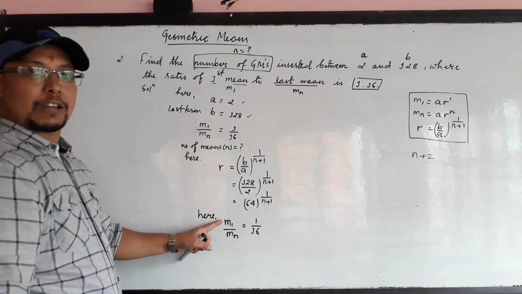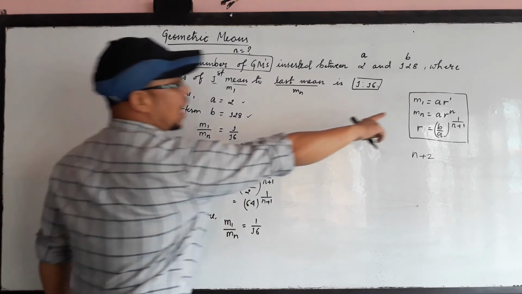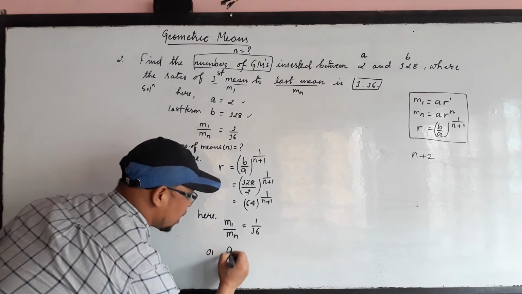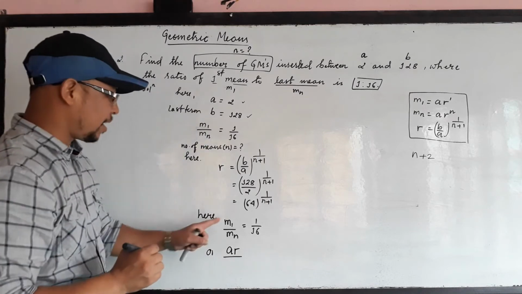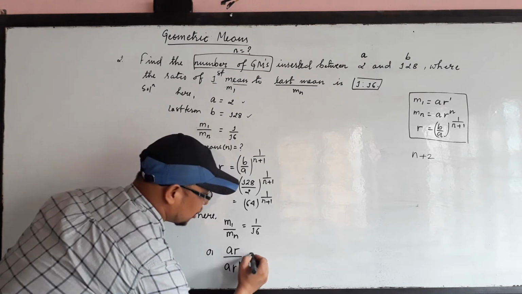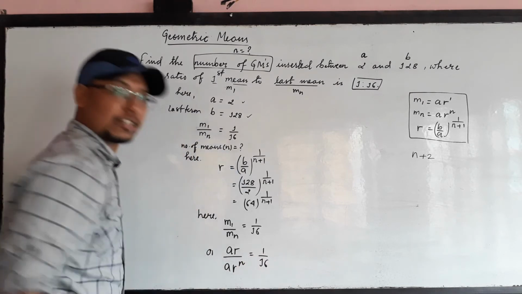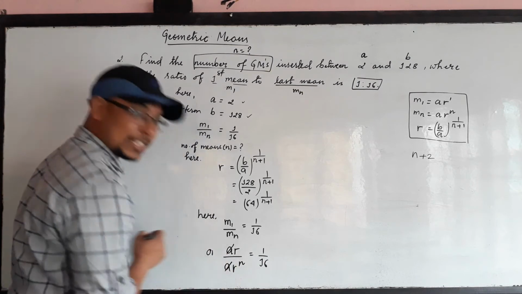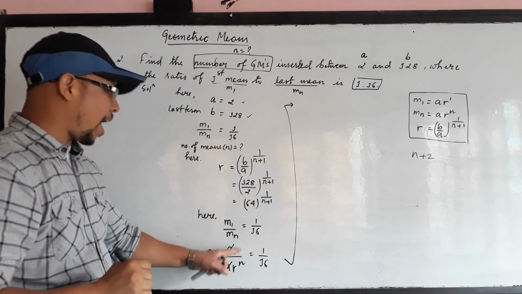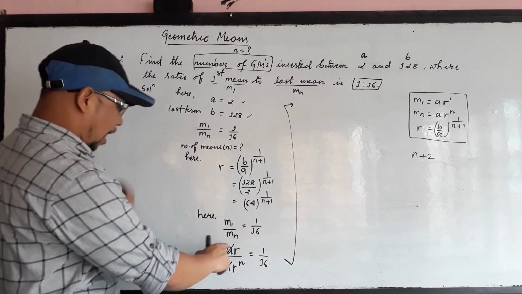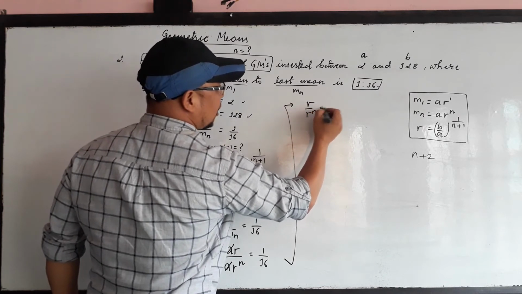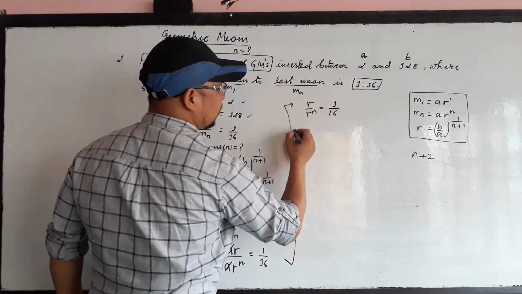Now let's substitute the value of m1. Now see, m1 we know. m1 means a into r power 1. Now see students, this is m1, means ar, divided by mn. Mn means ar power n. This equals to 1 by 16. Okay students, now this a is cancelled. Now let us substitute the value of r from here. Let me copy it. This is r power n equals to 1 by 16.